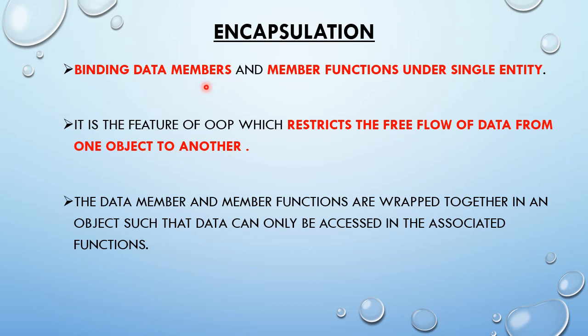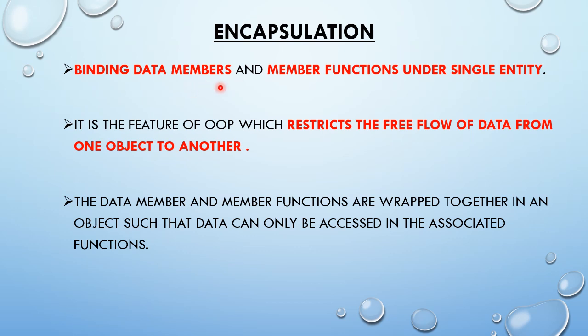In procedural programming, global data can easily flow from one function to another function. So due to that, data is very insecure because global data can be accessed by any function, and if small changes are made in any function, the whole program needs to be changed. So major changes we have to do in that. So that was the main disadvantage of procedural programming.